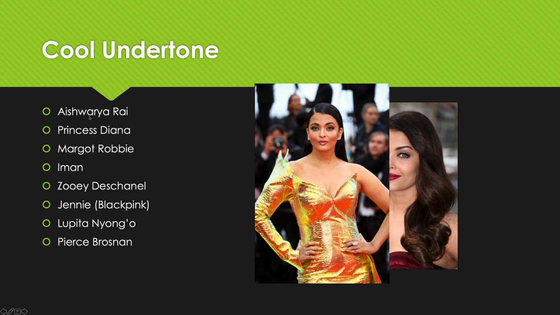This is an example of a cool undertone. So Aishwarya Rai is another example of someone with a cool undertone. Princess Diana is a very classic example. Margot Robbie from the Barbie movie. You've got Iman, the Somalian supermodel. Zooey Deschanel, Jennie from Blackpink. In fact, I wouldn't be surprised if all the women from Blackpink have kind of a cool undertone, but I know Jennie does. And then you've got Lupita Nyong'o, the actress, and Pierce Brosnan, the 1990s James Bond. All of these people have a very classic, cool undertone to their skin.